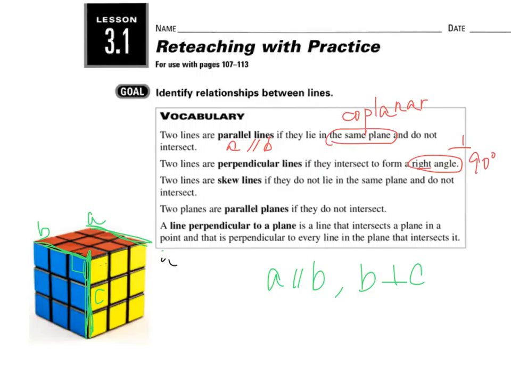Okay? Now, the hard part is skew lines. Skew lines, pay attention, skew lines are never in the same plane and they do not intersect. So if you look at A and C, A and C are skew lines because C will just go on and on forever into the space on the plane in the front, and A will go sideways into space on the plane in the back. These two planes will never intersect with each other, and these two lines will never intersect with each other. So A and C are skew lines.